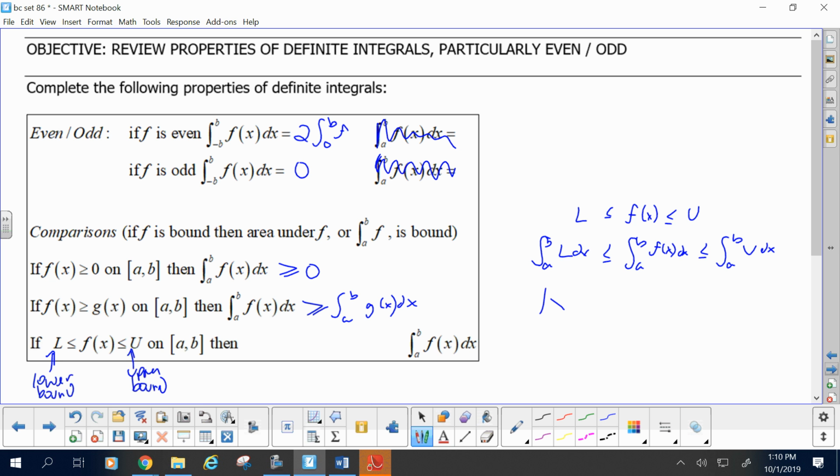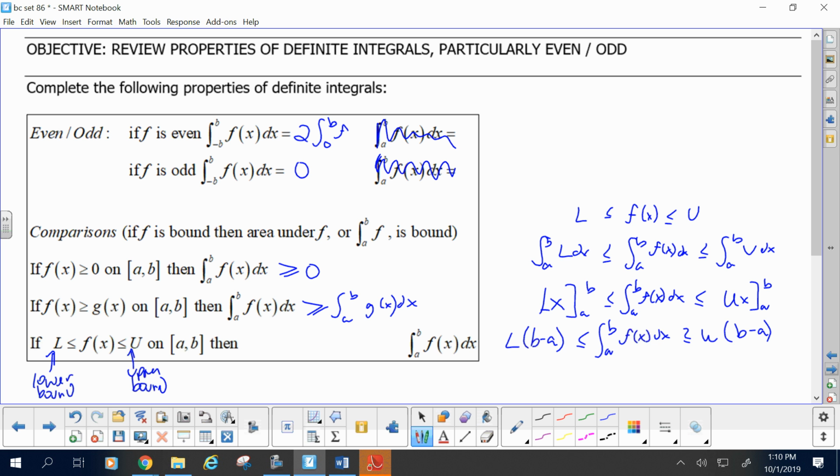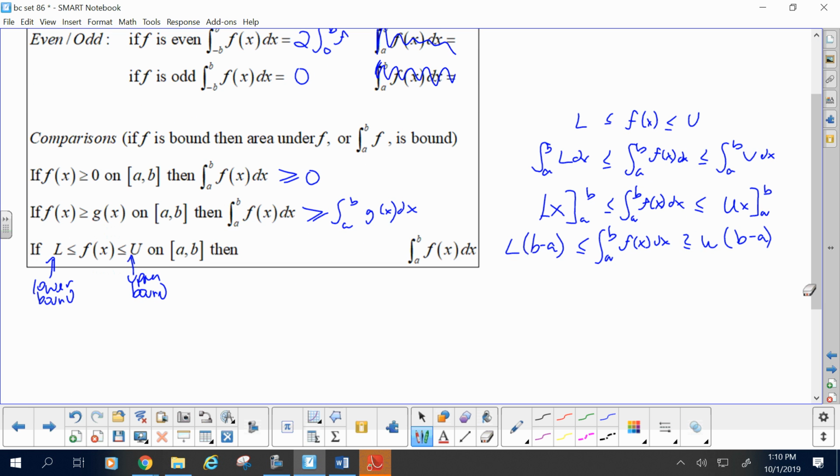Lx from a to b. This guy, I don't know. And what is the antiderivative of u with respect to x? Ux from a to b. Okay? So, isn't this then L times b minus a is less than or equal to the integral, or the area under the f curve, which is less than or equal to u times b minus a? Yay? All right.